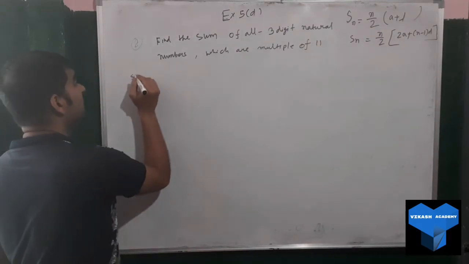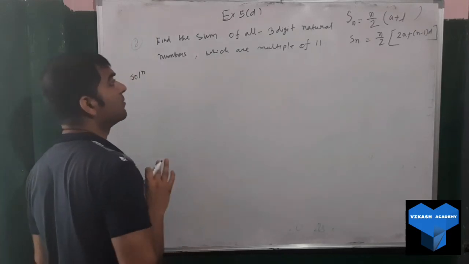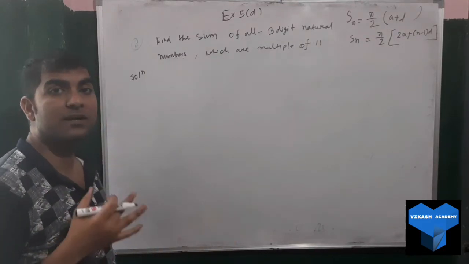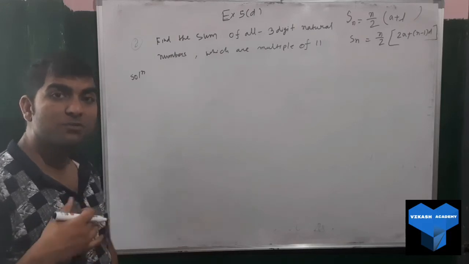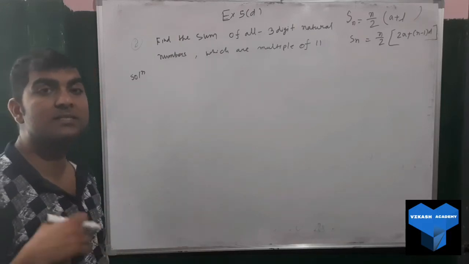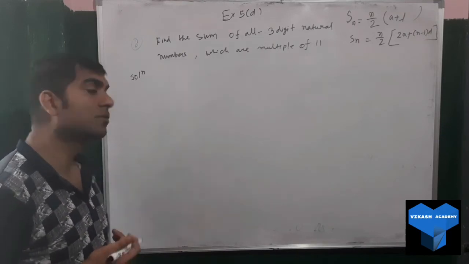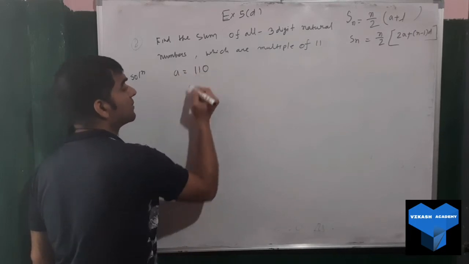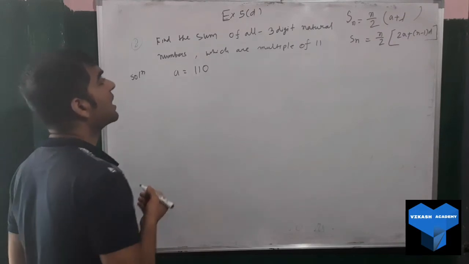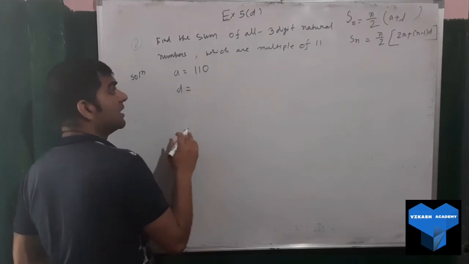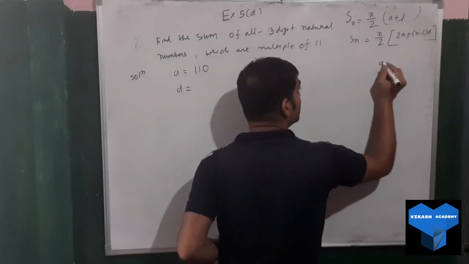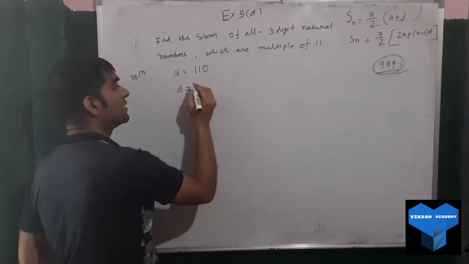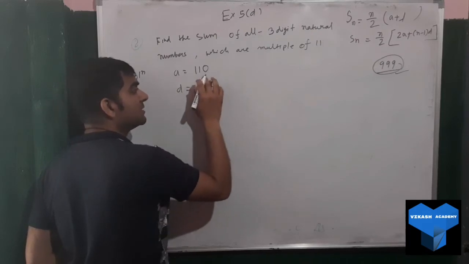Solution: the sum of all 3-digit natural numbers which are multiples of 11. 3-digit numbers start from 100. 100 is not divisible by 11, 101 is not divisible. In the 11 table we have 11 tens are 110, so the first term a1 will be 110. For the last number, the greatest 3-digit number is 999, and it is not divisible by 11. But 990 can be divided by 11, 99 divided by 11 is 9.